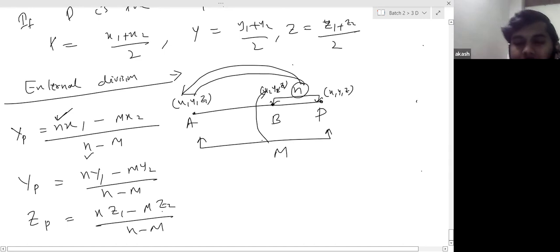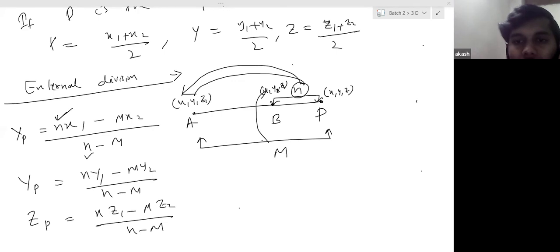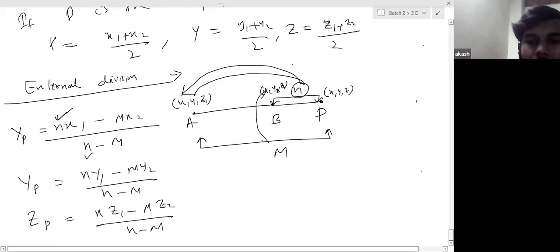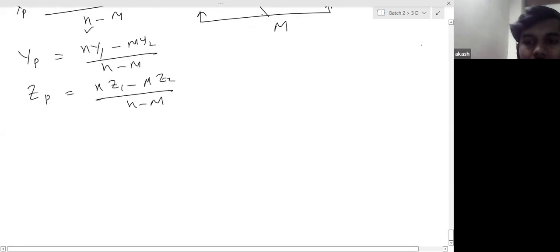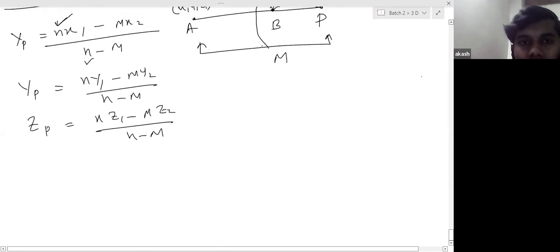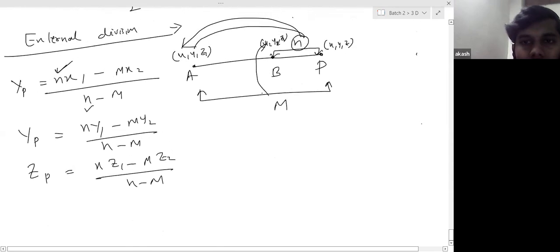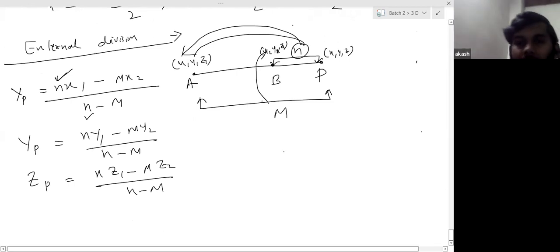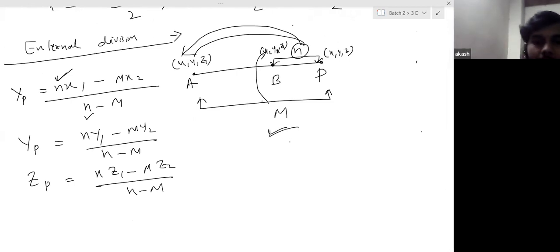Is it clear? Mazia, is it clear? Rahman? All right. Note it down. With this diagram. All right. Write it down with this diagram.